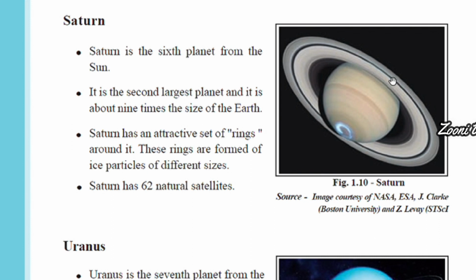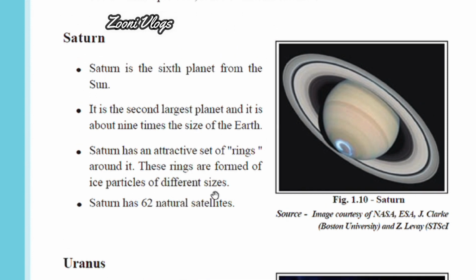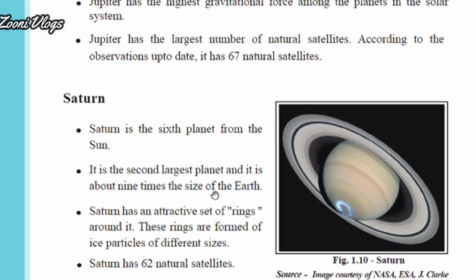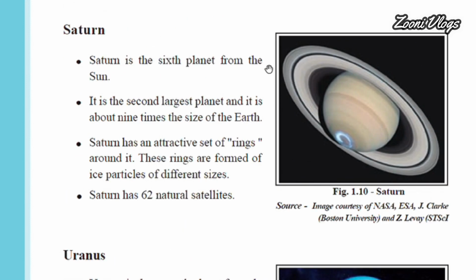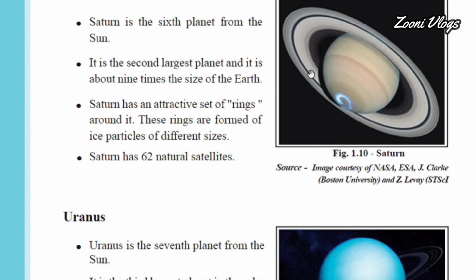Now you can see here there is an attractive set of rings around it. These rings are formed of ice particles of different sizes. Saturn has 62 natural satellites. Jupiter has 67 natural satellites, and Saturn has 62. Now you can see in this picture, it's really beautiful.